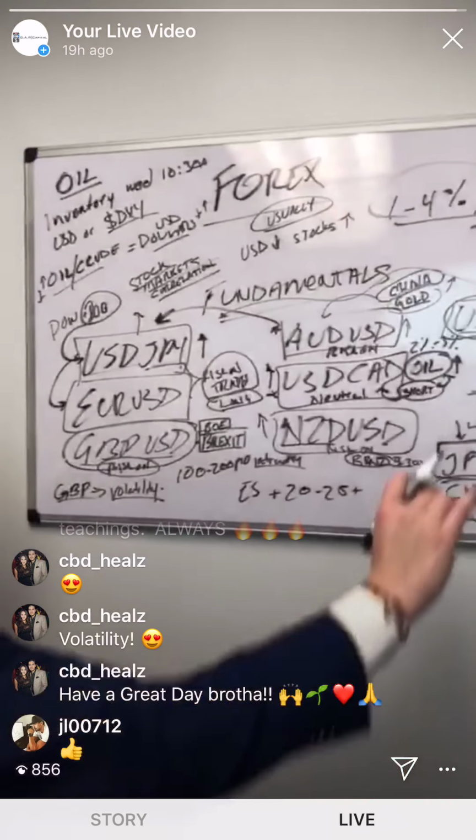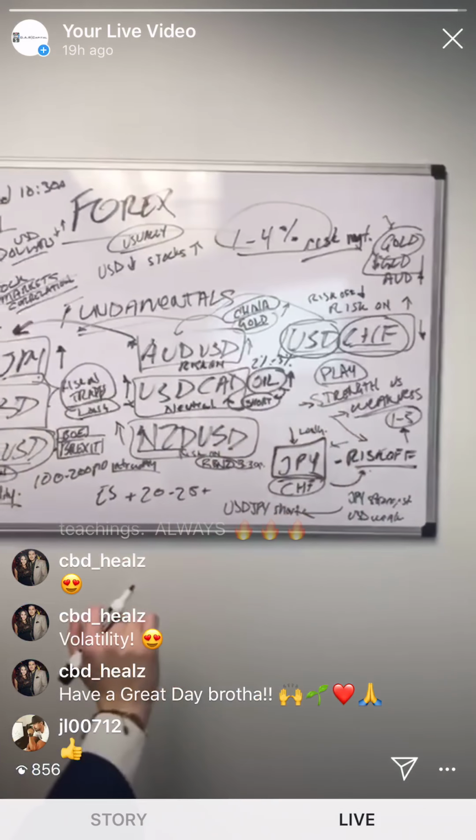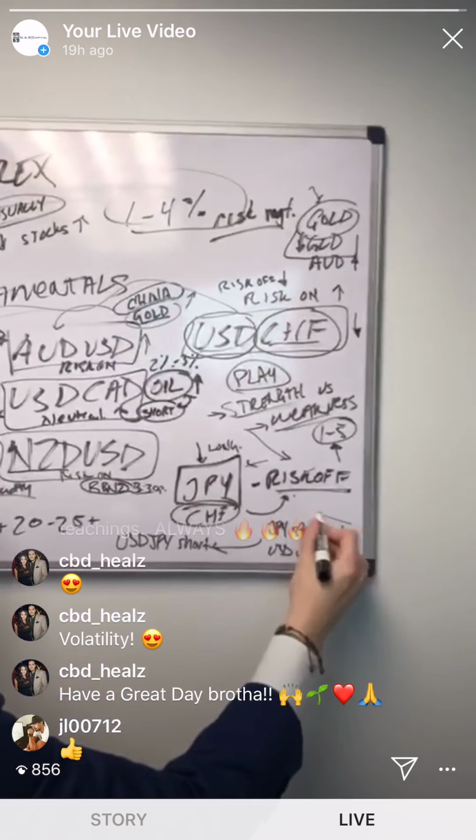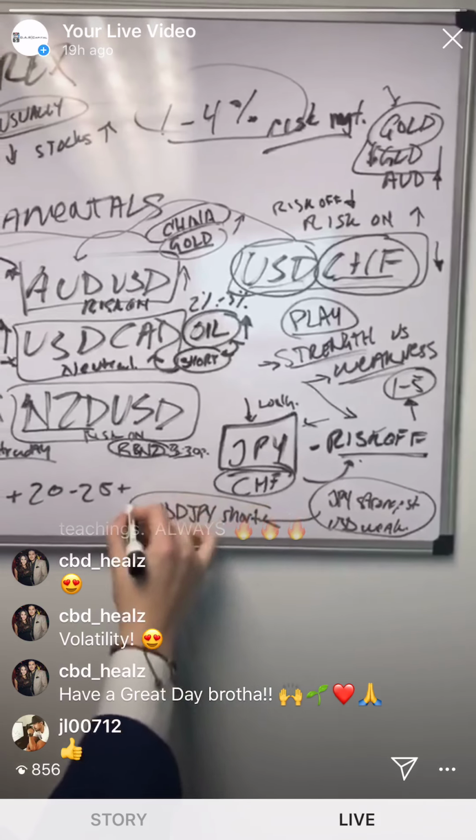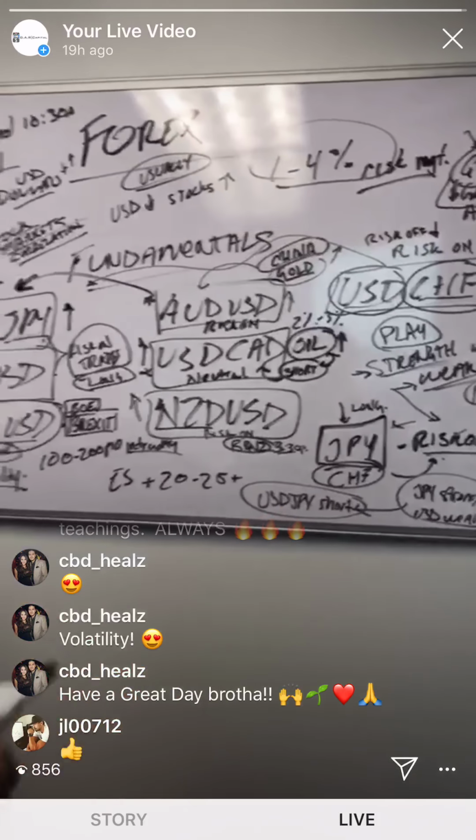I'm going to say it one more time. Every day, you need to be going strength versus weakness, 1 through 5, and that's how you play Forex with fundamentals. Hope this helps, guys.